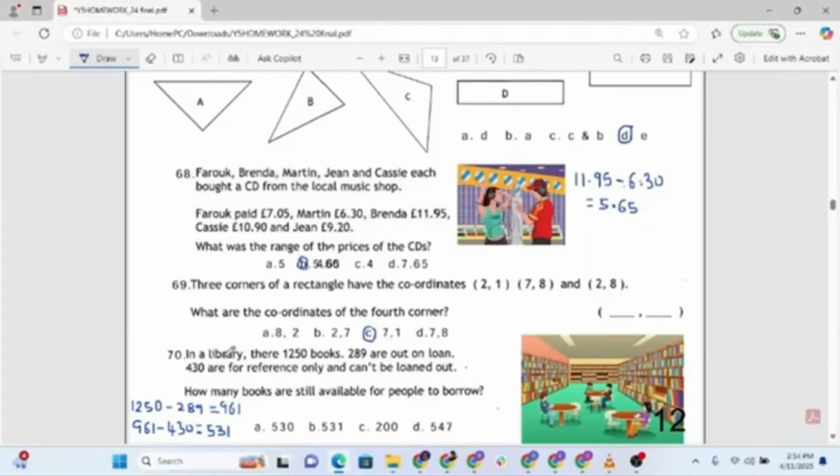Question 70. In a library, there are 1,250 books in total. 289 are out on loan. 430 are reference only and cannot be loaned out. How many books are still available for people to borrow? The correct answer is option B, 531. Explanation. First, subtract the 289 books that are currently on loan. 1,250 minus 289 equals 961. Then, subtract the 430 reference-only books. 961 minus 430 equals 531. Hence, 531 books remain available to borrow.